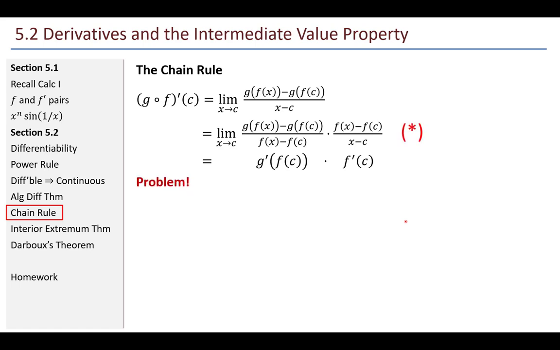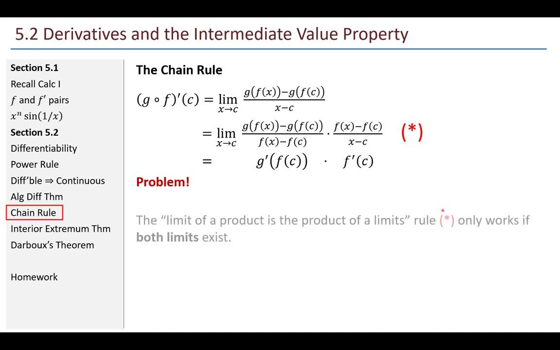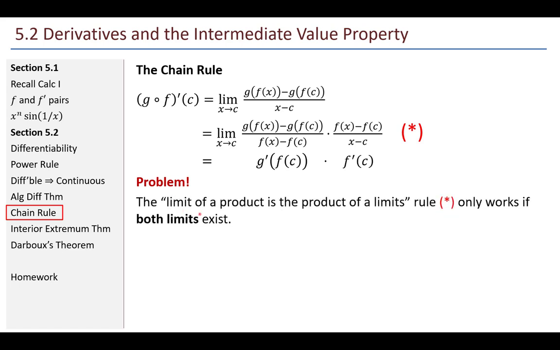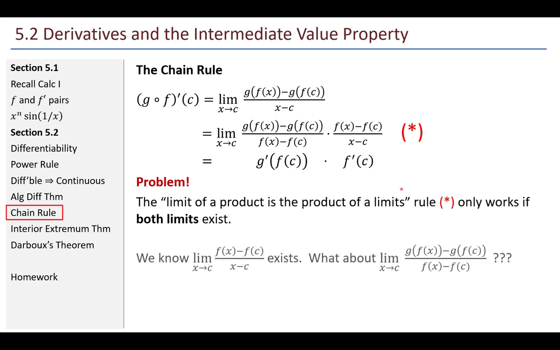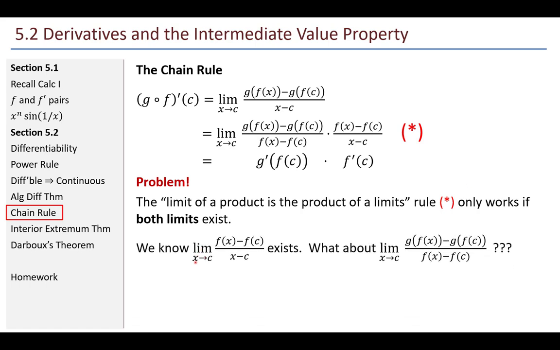But there is a problem. Do you see what the problem is? The problem is that the limit of a product is a product of the limits rule only works if both limits exist. Now, we know that one of those exists. That this limit as x goes to c, f of x minus f of c over x minus c, that's just f prime of c. And by hypothesis, we know that f prime of c exists.